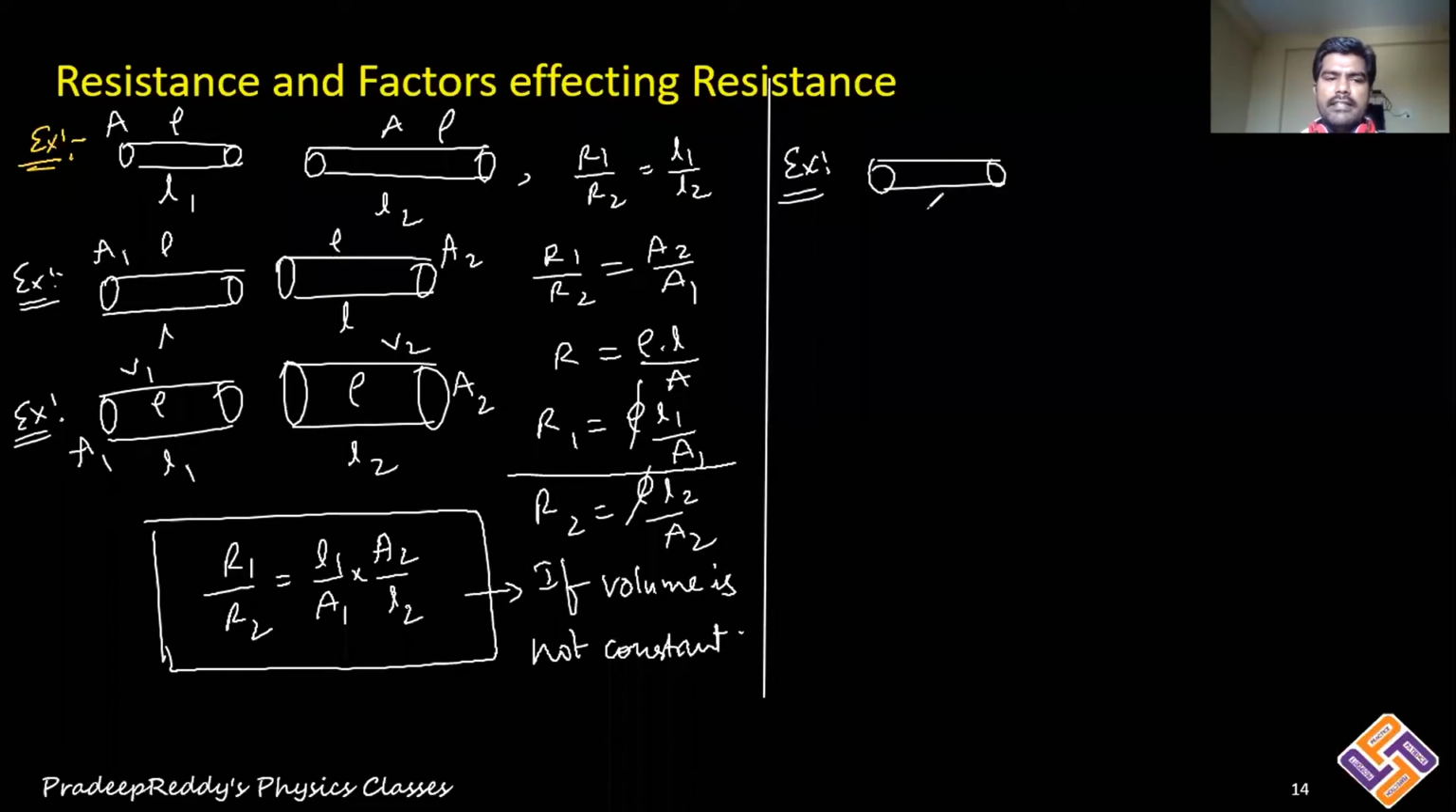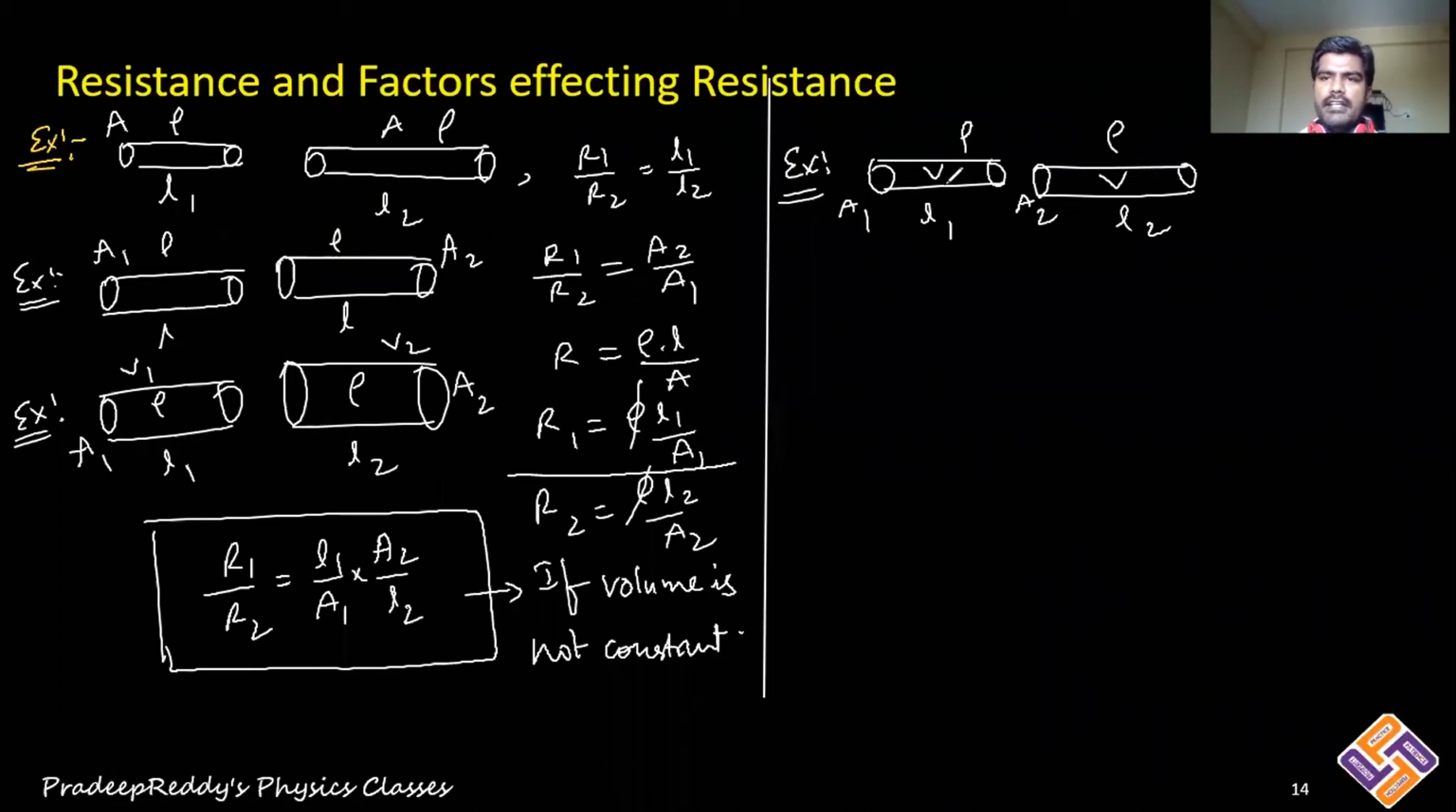This conductor has length L1, area of cross section A1, and volume V. Its resistivity is rho. Same material, but you are increasing its length to L2 and its area of cross section has been decreased to A2. Resistivity of the conductor is the same, and volume is maintained constant.